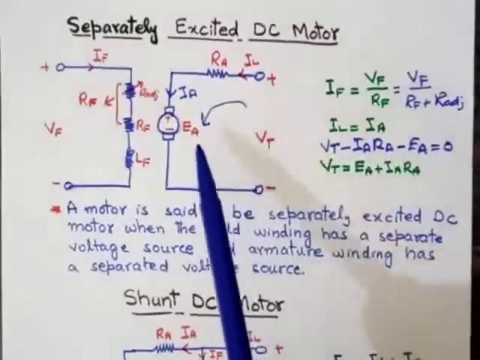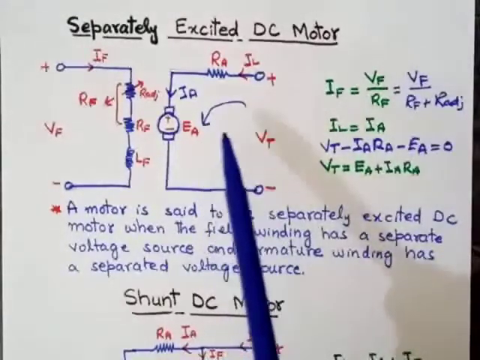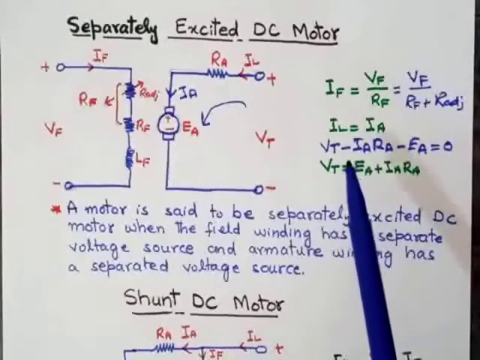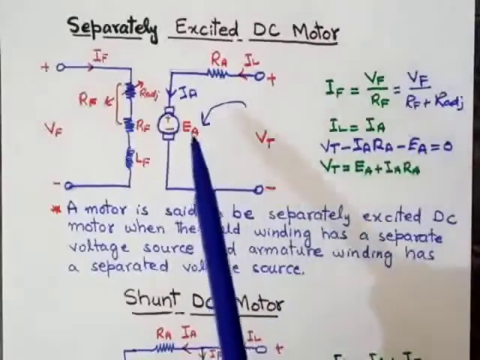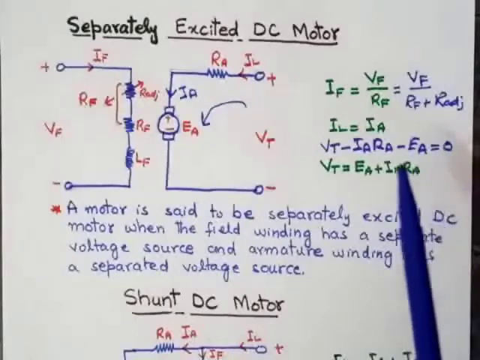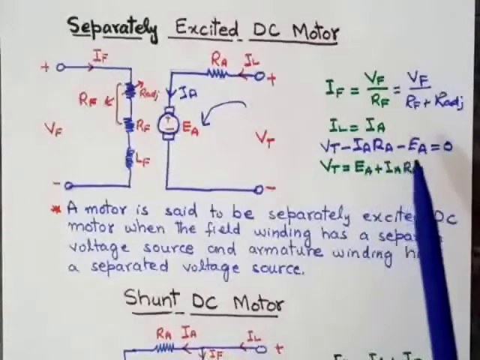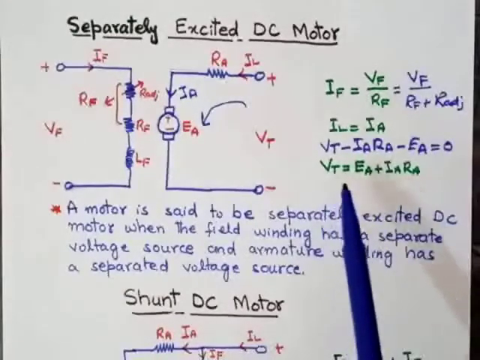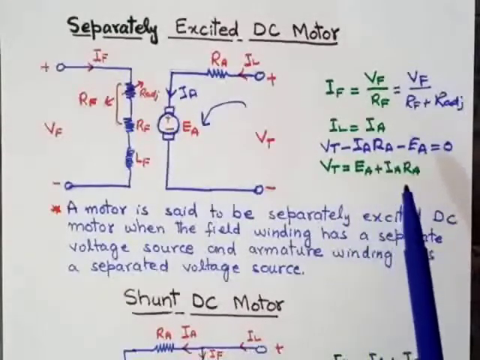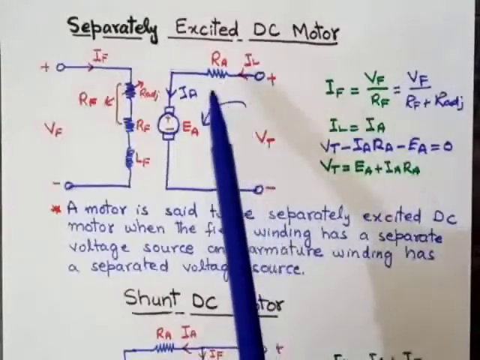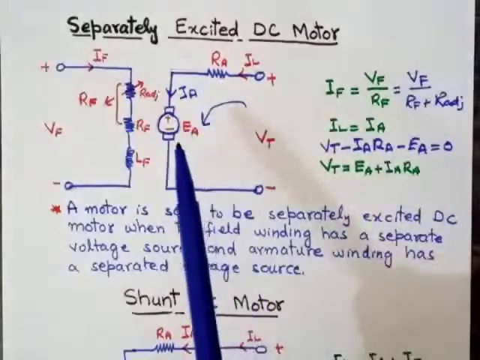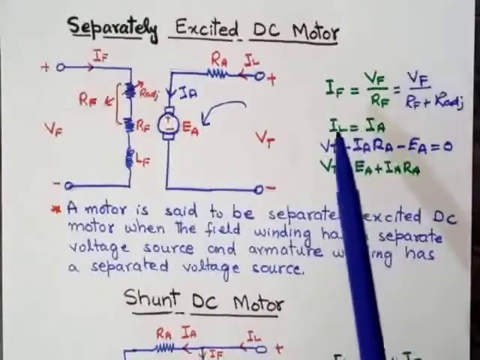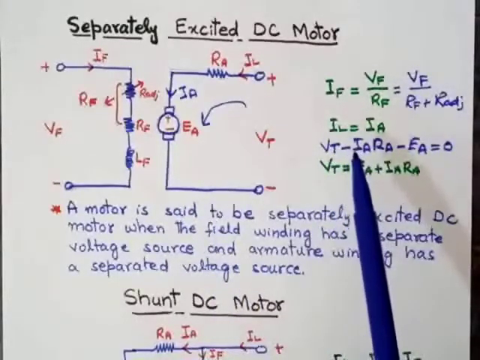By applying KVL at the armature side of the circuit, Vt minus Ia Ra minus Ea is equal to 0. Taking Ia Ra and Ea to the right side of this equation, we get Vt is equal to Ea plus Ia Ra, that is, Vt is equal to Ia Ra plus Ea. These two equations are important for the DC motors.